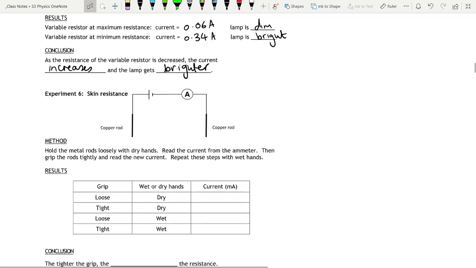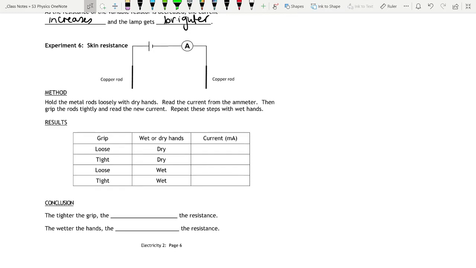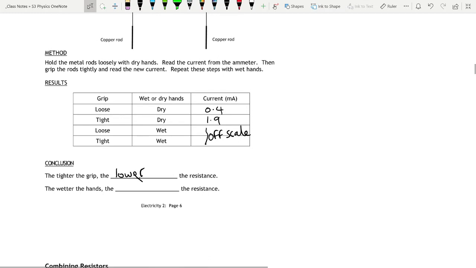Everyone got that? Okay, and Harris, your skin resistance one, do you want to just go through the currents one by one for me? Both off the scale, yeah. So off scale means the current was too high to read on the scale. So first of all, if you look at the top two, the tighter the grip, the resistance? Yep. And the wetter the hands, yeah. Good work, everybody.